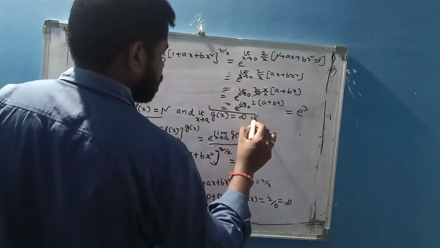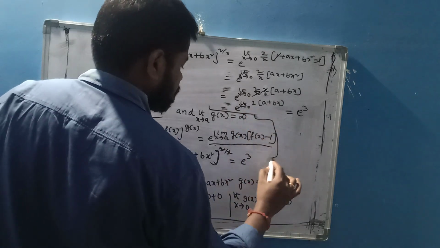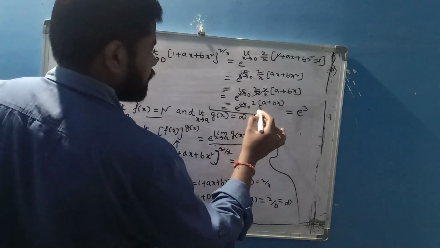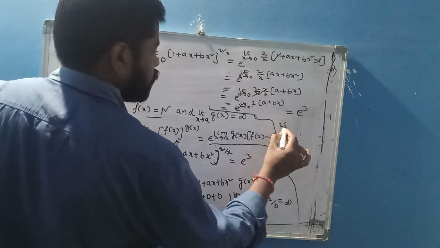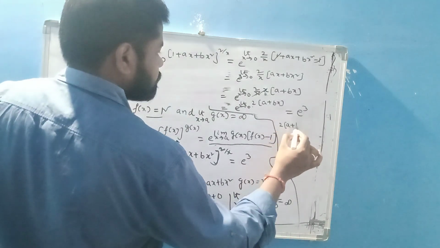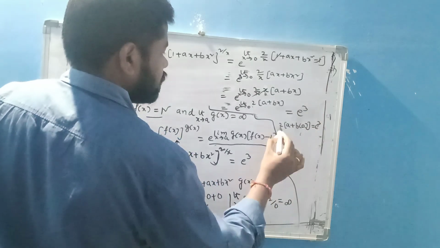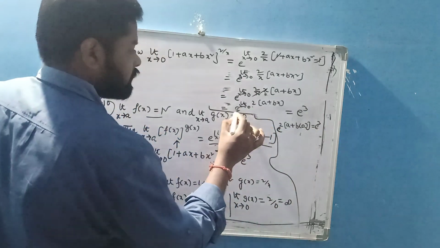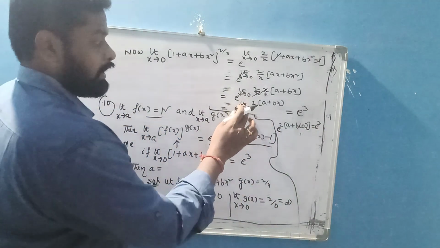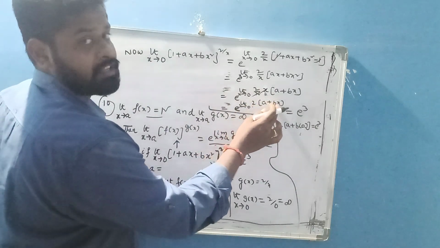Now, one minute, here only I am writing. Please see that x replaced by 0, 2 into a plus b into 0 equals e power 3. Write down e power. Here e power is there, na? Understand? x approaches 0 means x replaced by 0.